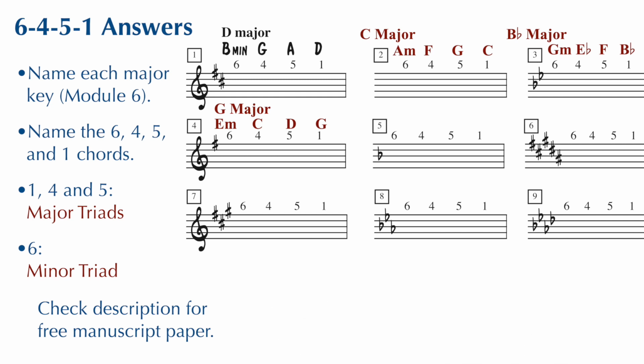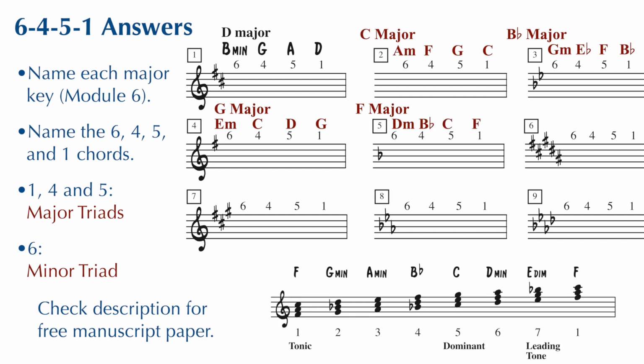Number 5 has 1 flat in the key signature, and that puts us in the key of F major. Write out the F major scale and its triads. Our 6 chord is D minor. 4 chord is B flat major. 5 chord is C major. And 1 chord is F major.